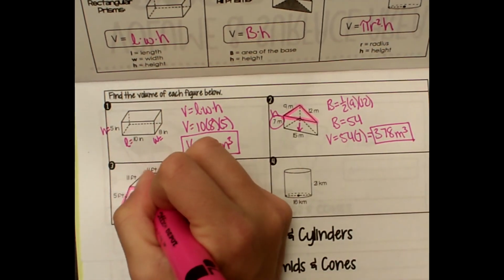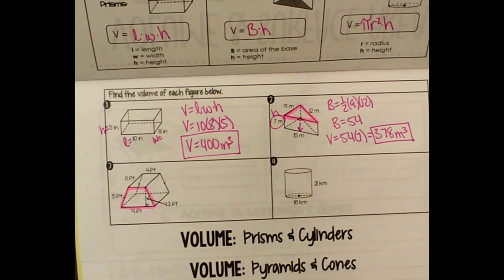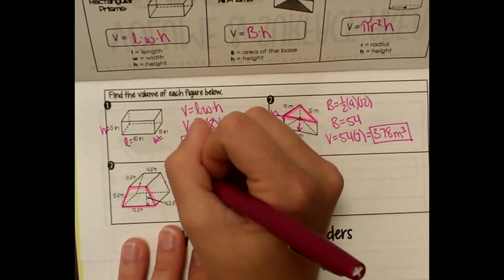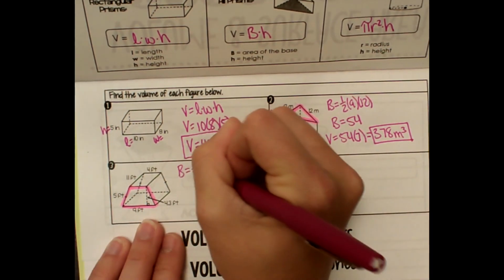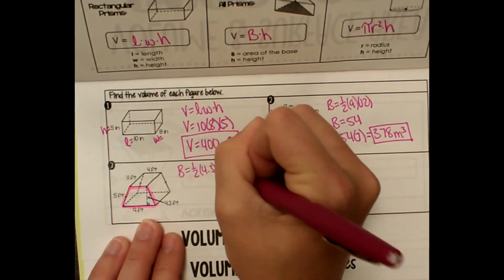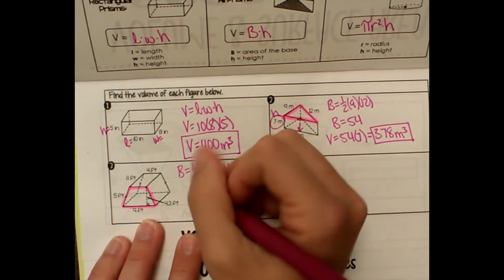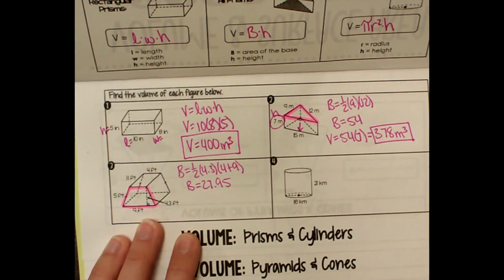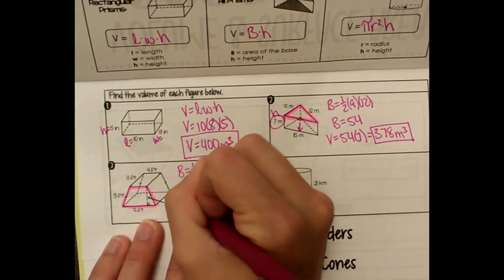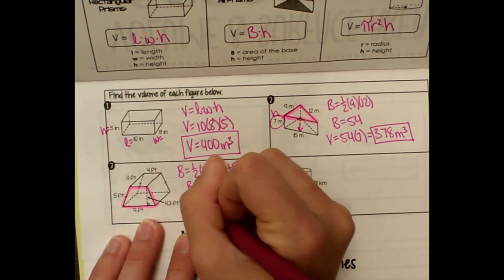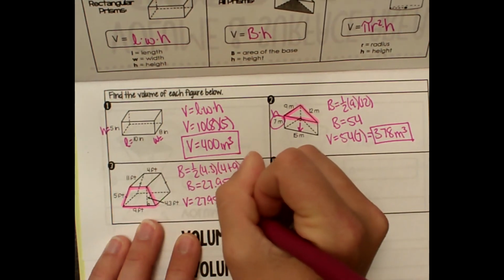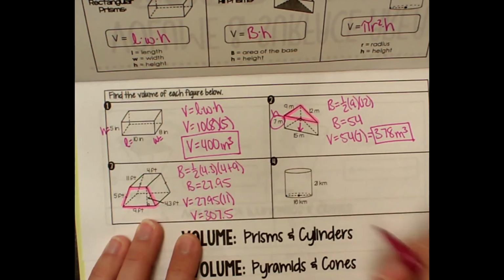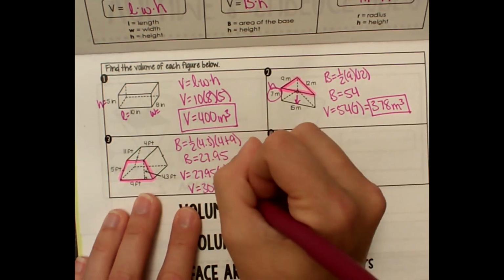Here is my base. So the formula for my area of the base is going to be 1/2 times my height, which is 4.3, times the bases added together. So for that, you get that big B is equal to 27.95. You put it in for your formula for the volume, so you get 27.95 times the height, which is 11. Your volume equals 307.5 feet cubed.